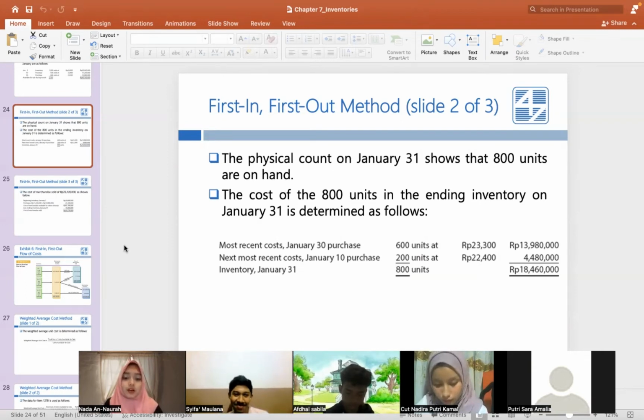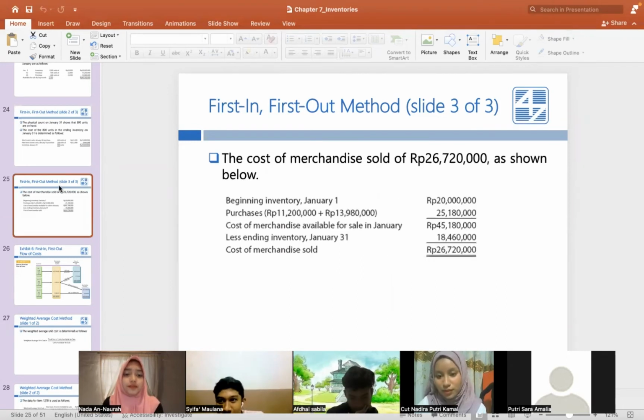In most recent costs at January, for about 600 units, at 23,300, the total is the units multiplied by the cost. So the total of most recent cost in January, under the first in, first out method, the cost of merchandise sold is 26,000 and 7,700 and 20,000 as shown below.